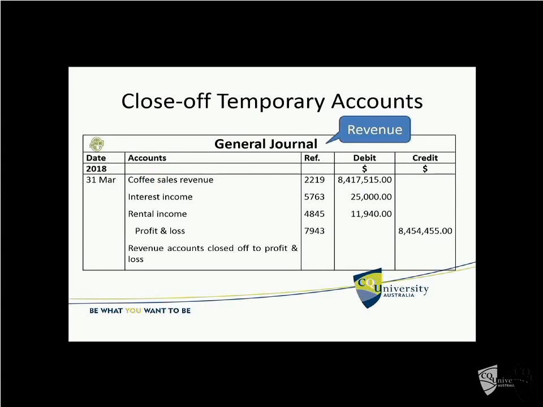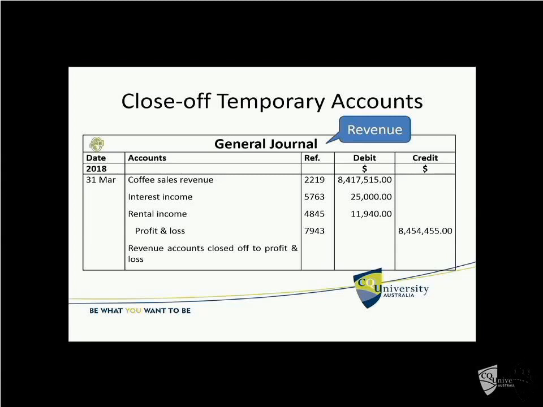Well, for revenue, let's just say these are the revenue items of Coffee Supreme. Coffee sales revenue, 8.4 mil. Coffee Supreme's revenues are a lot higher than that. It's a private company, but the amount of coffee they sell is extraordinary. Interest income, $25,000. Rental income, $11,940. I'm just making these numbers up. Add them all up and transfer.